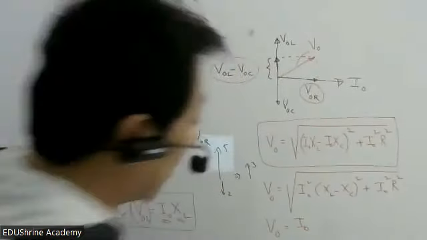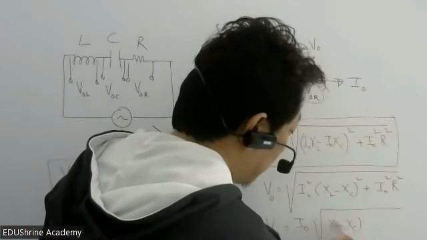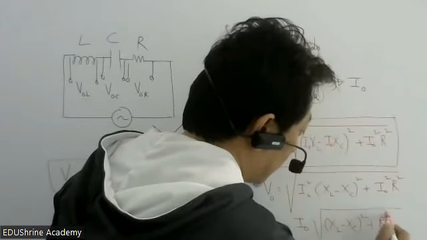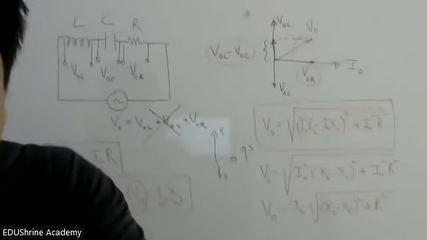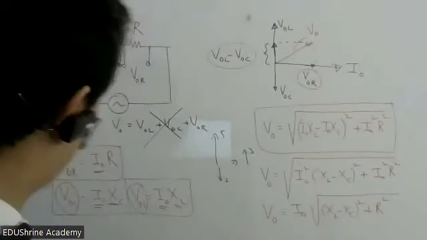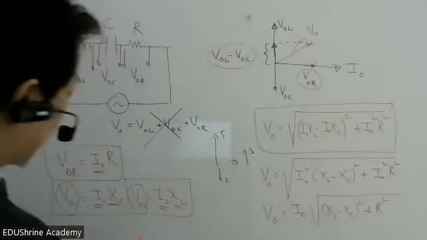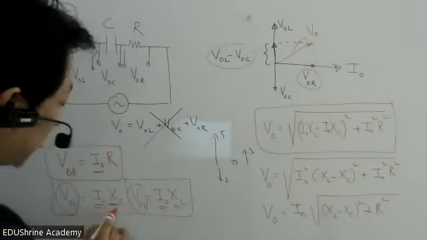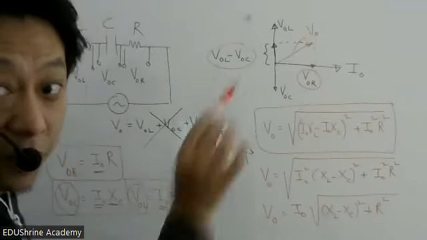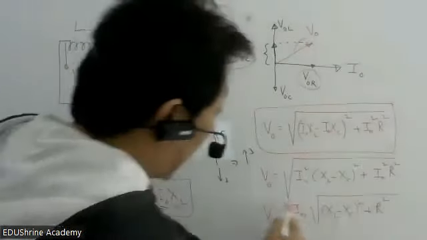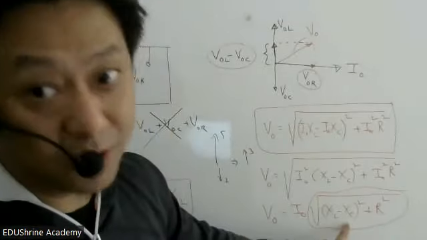I0. And then what is left? Root over (XL minus XC) whole square plus R square. Now, students, notice something. When there was only a resistor, how did we write voltage? I0 into R. Only capacitor, how did you write voltage? I0 into XC. Only inductor, I0 into XL. When all of them are in series, how are we writing V0? I0 into this. So now, this is playing the role of resistance, yes or no?